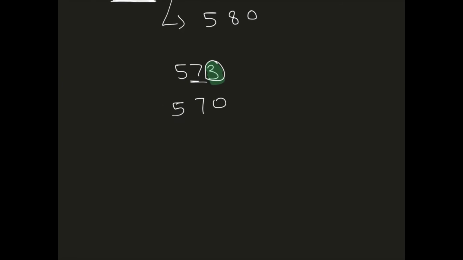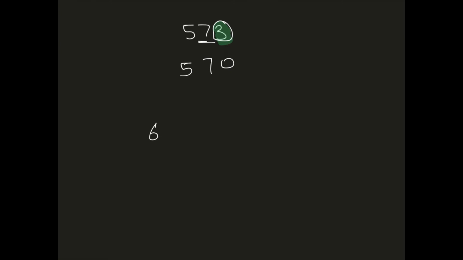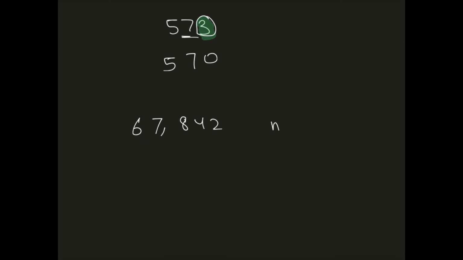So we have 67,842, let's just say, and they are telling us to round it off to the nearest hundreds. So what you do is you first figure out the number which is on the hundreds place. So this is ones, tens and hundreds. So 8 is on the hundreds place. So you underline 8. Now remember, anything on the left hand side of the underlined number remains the same. So 6 and 7 remain the same.